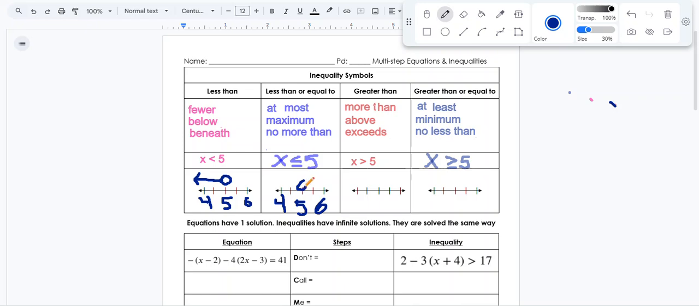Now 5 can be part of the solution, so I put a circle on 5, but then I would fill it in, because that tells me that this 5 can be a solution. But now I have to say x is less than or equal to 5, so I still want to make my arrow go to the left, because that's where my less than answers are.